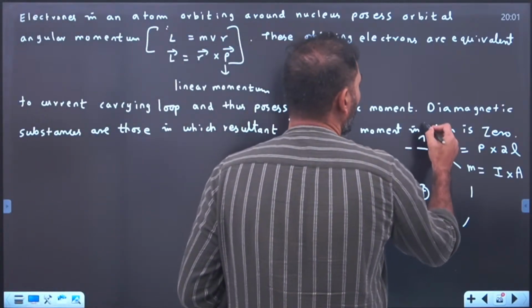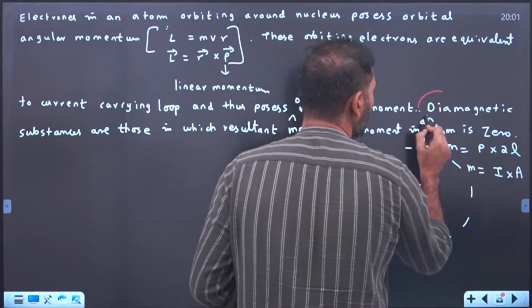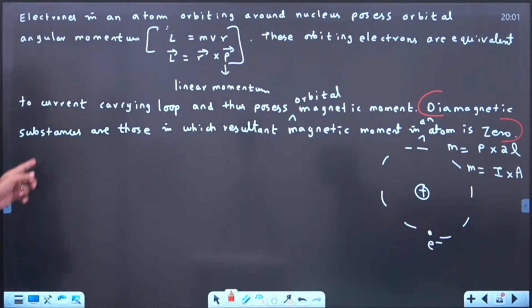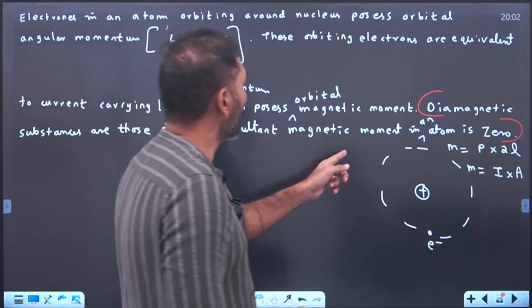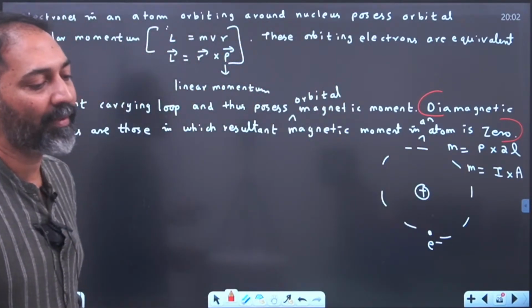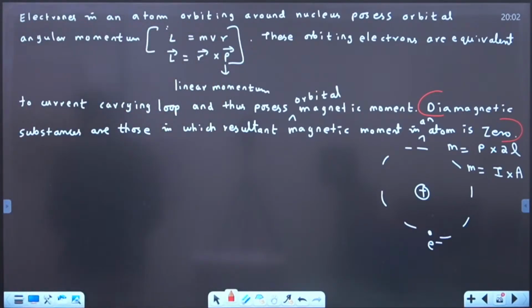Zero. Listen, this line you can expect, especially NEET students should expect this line as a question. Diamagnetic substances are those in which the resultant magnetic moment in an atom is what? Zero. Please note that line.